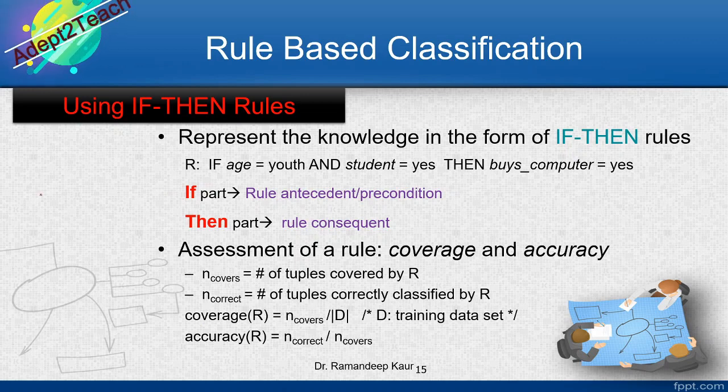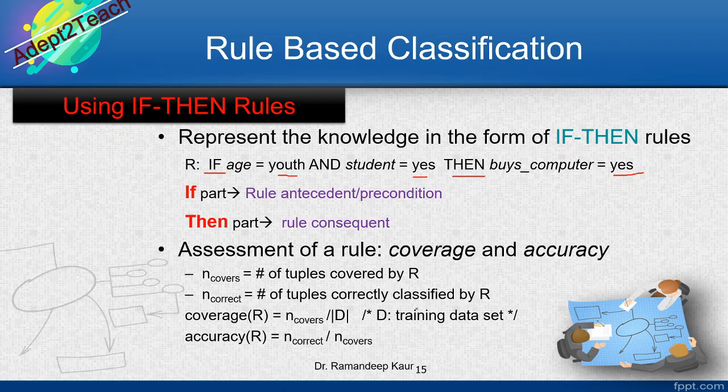So, rule-based classification uses if-then rules, wherein, let's say, R represents a rule, and the IF part represents the rule antecedent or the precondition, that means whatever precondition has to be satisfied. If the condition is satisfied, then what should happen? That is the rule consequent. For example, if age is equal to youth and student is equal to yes, then buys computer is equal to yes. So IF is the rule antecedent or the condition. If both these conditions are satisfied, then buys computer is equal to yes.